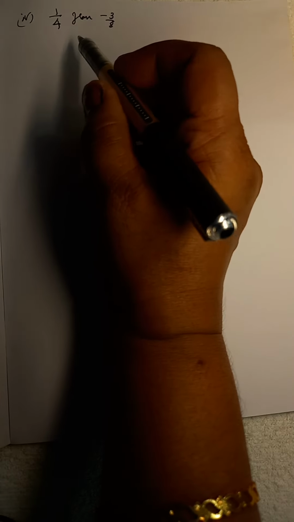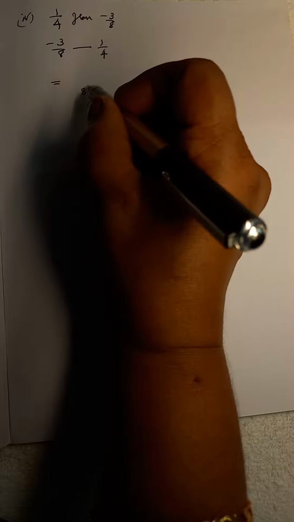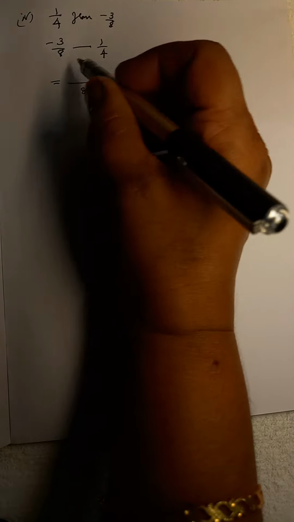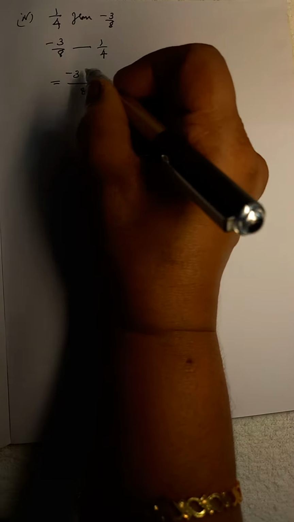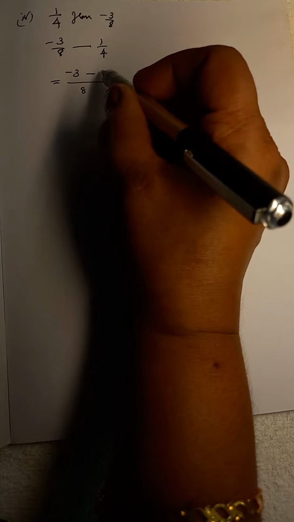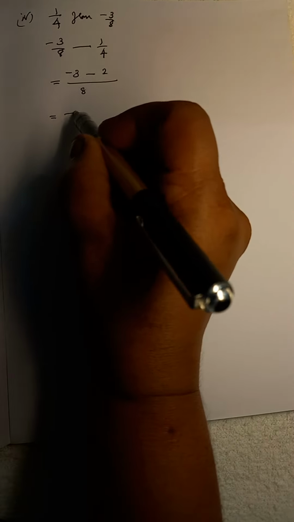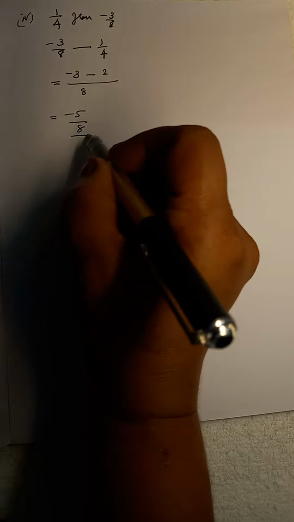Now the fourth one is subtract 1 by 4 from minus 3 by 8. So minus 3 by 8 we have to write at first, that minus 1 by 4. That is equal to 8 is the common denominator. So 8 by 8 is 1, 1 into minus 3 is minus 3 minus 8 by 4 is 2, 2 into 1 is 2. So this is equal to minus 5 by 8.